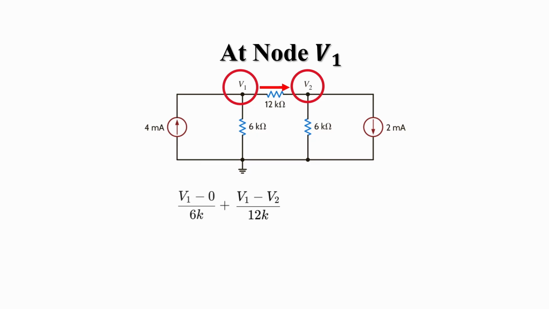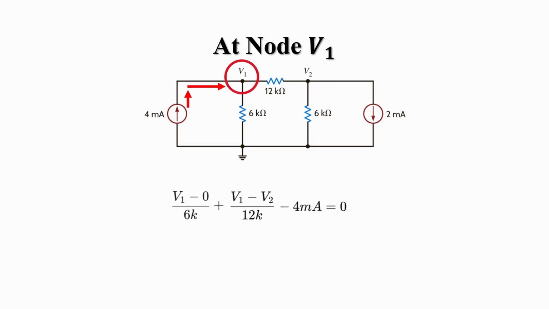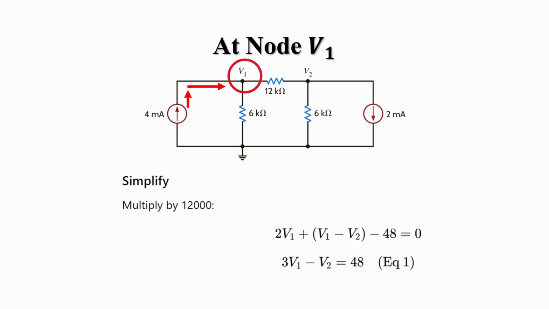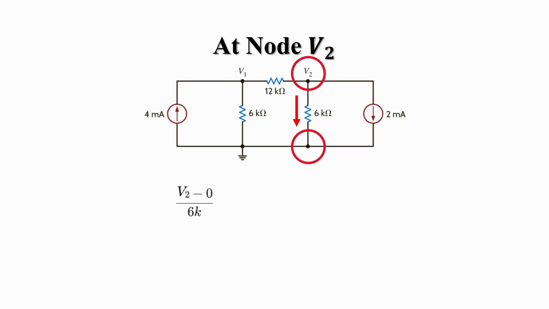To write our equation for this node, we say the voltage at node 1 divided by 6,000 plus the difference between node 1 and node 2 divided by 12,000 minus the 4 milliamps coming in, all equals 0. To make this easier to handle, we multiply the whole thing by 12,000 to get rid of those big fractions. After a bit of basic cleaning up, we get a very clean relationship. 3 times the first voltage minus the second voltage equals 48. That is our first big piece of the puzzle.